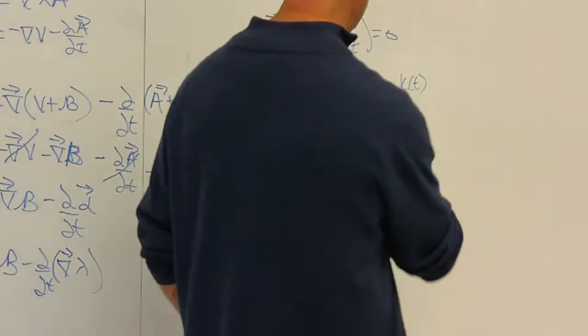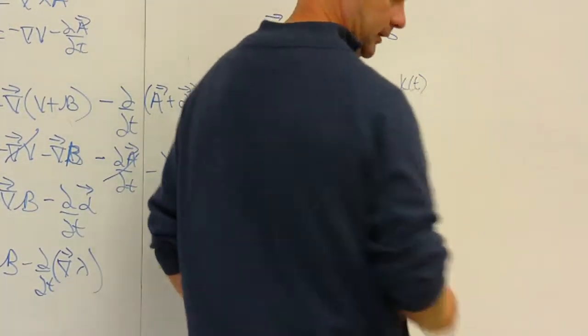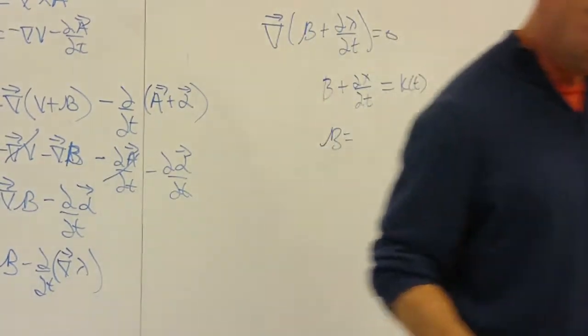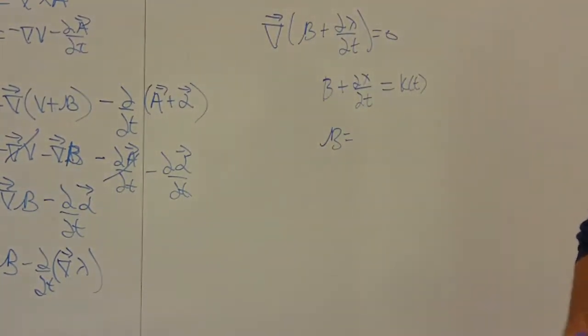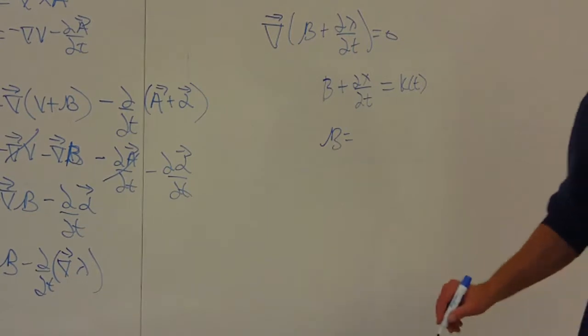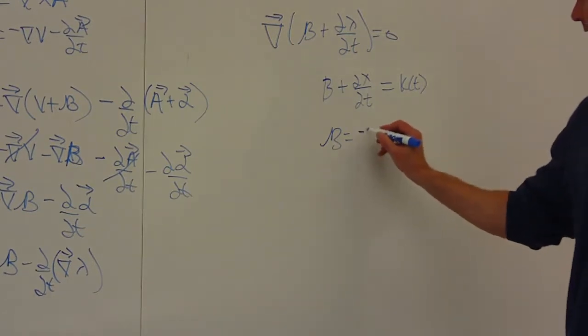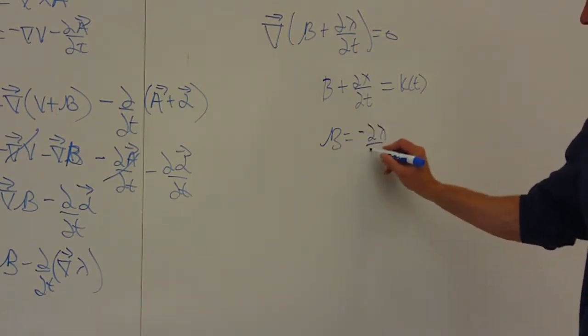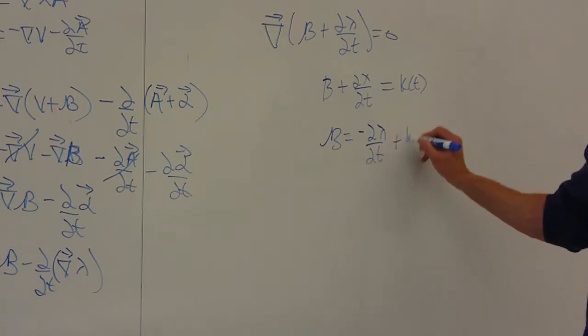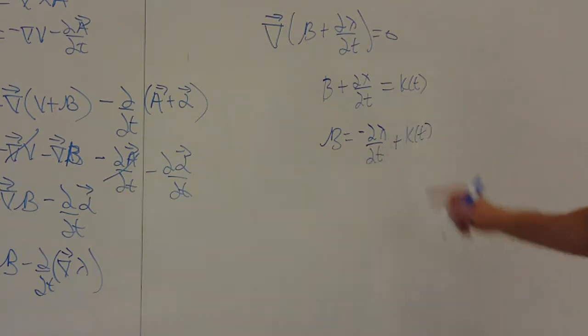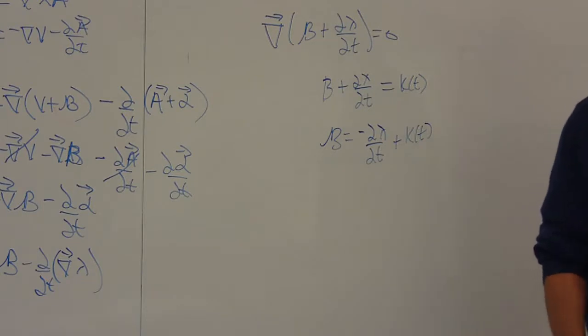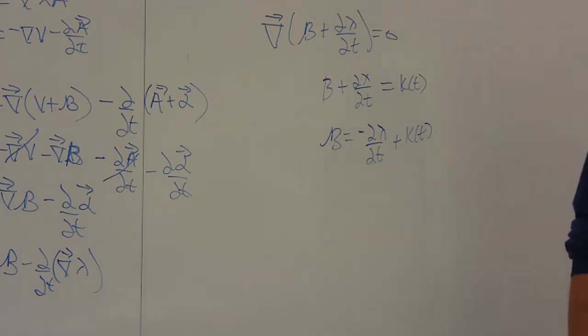So in other words, beta equals, and again, I'm just following the book here. This is too clever for me. Beta equals minus the partial of lambda with respect to t plus K of t. By the way, K of t is any old function. So then here's a very nice statement.